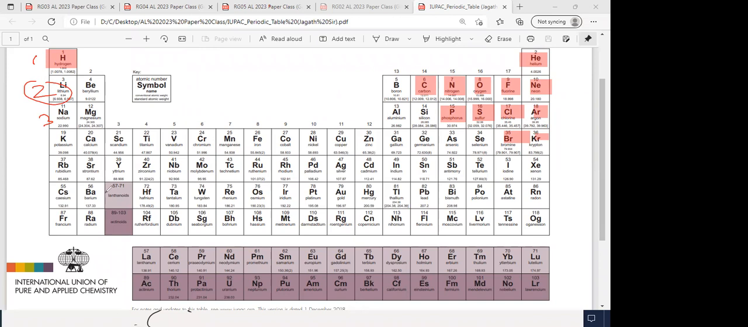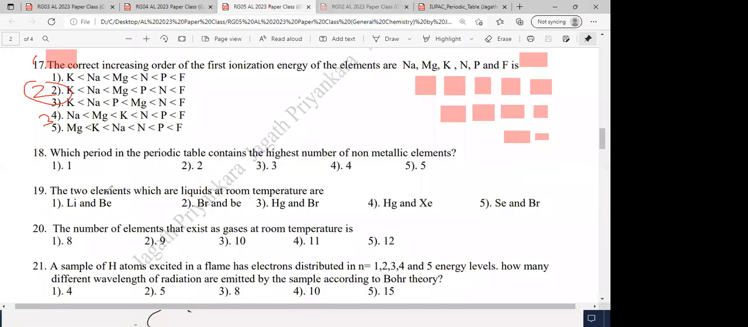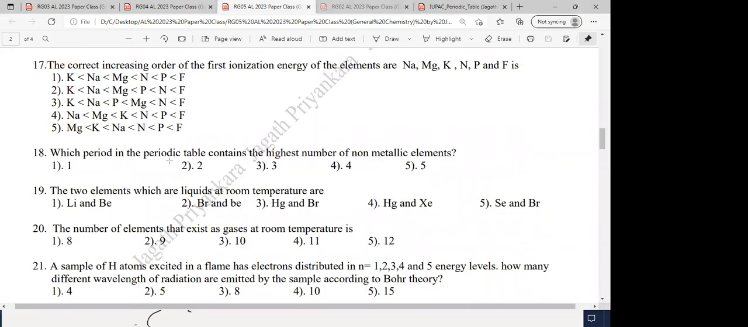So in the A-level paper you can get 1 or 2 MCQs directly related to the periodic table. Is that clear? So which period has the highest non-metallic elements? Second period. Answer is second. Question number 18, answer is second. Jinatmi correct, Chaniti correct, Ransiluni also correct.